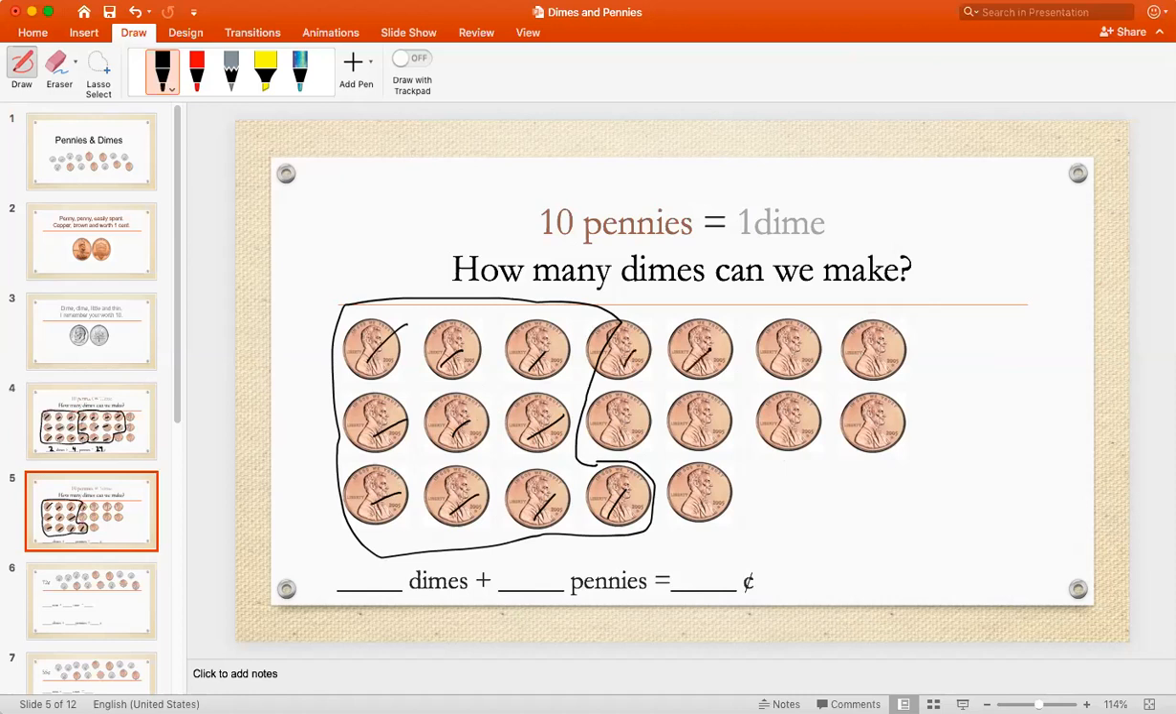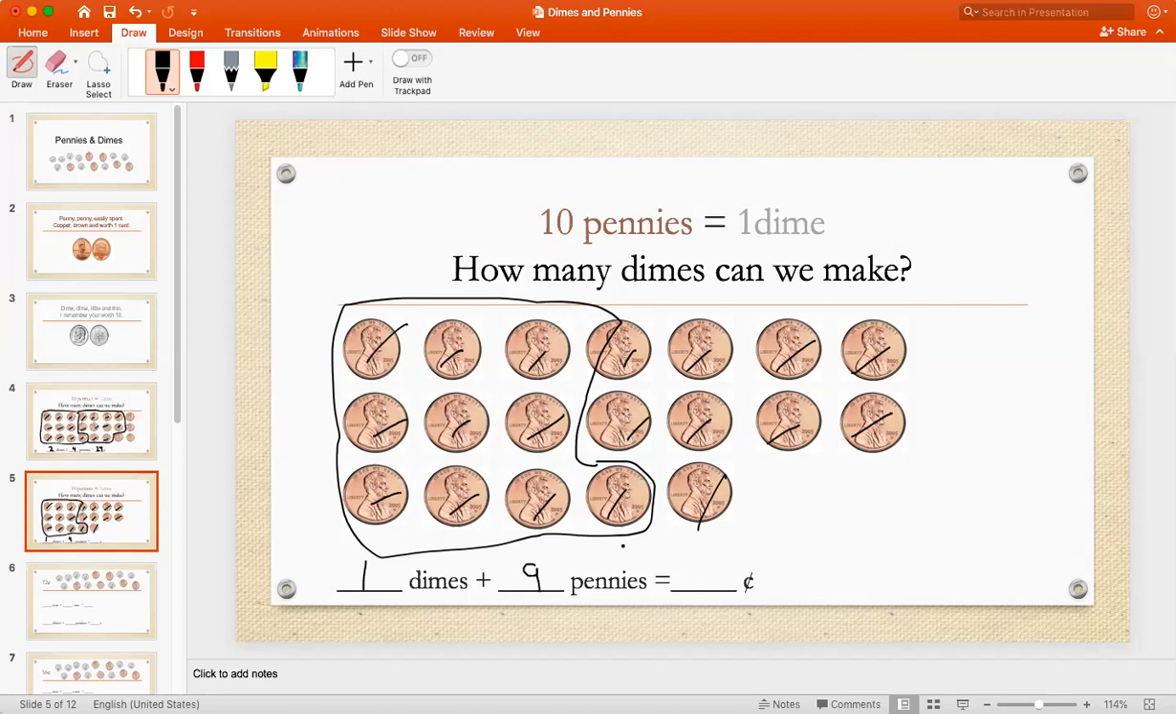1, 2, 3, 4, 5, 6, 7, 8, 9. So not quite enough to make a group of 10 or a dime. So these will remain as pennies. So we have one set of 10 or 1 dime, and we have 9 pennies.